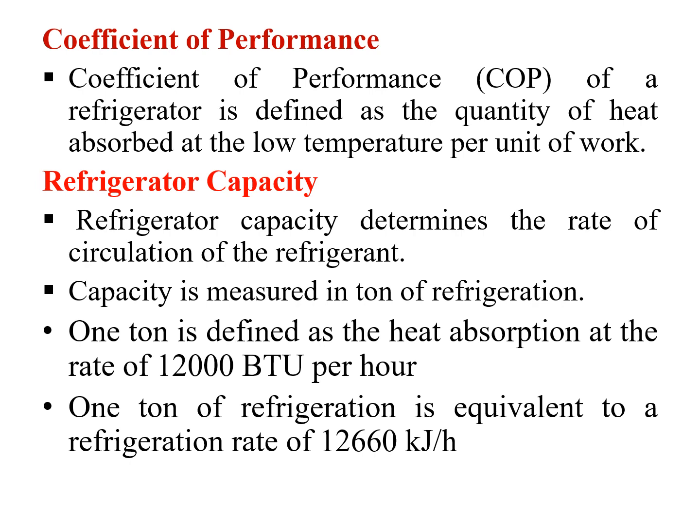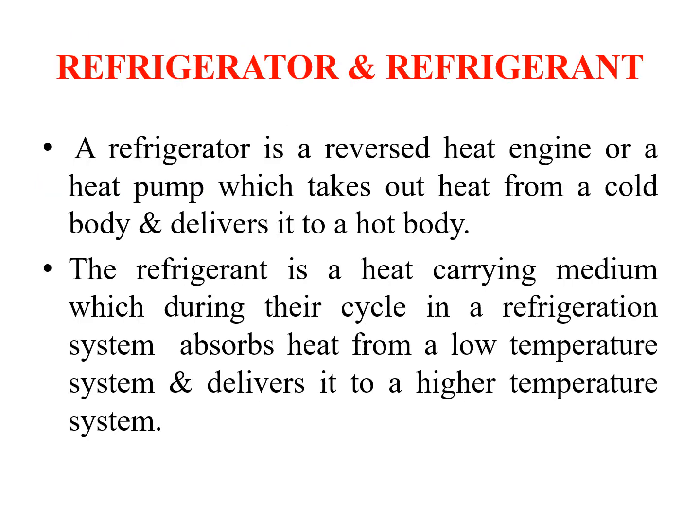The refrigerator capacity determines the rate of circulation of the refrigerant. Usually the refrigerator capacity is measured in tons of refrigeration. One ton of refrigeration is defined as the heat absorption at the rate of 12,000 BTU per hour. So one ton of refrigeration is equal to 12,660 kilojoules per hour.